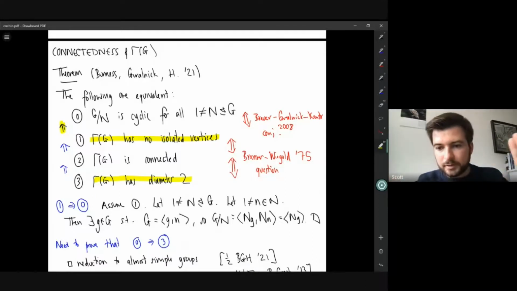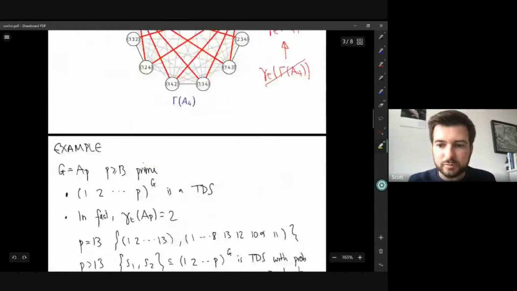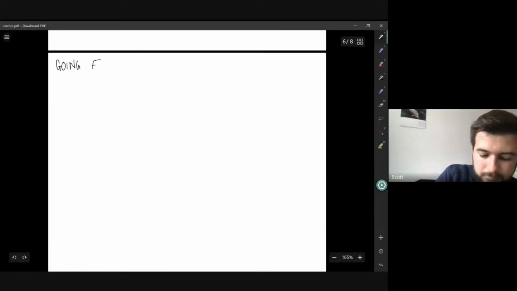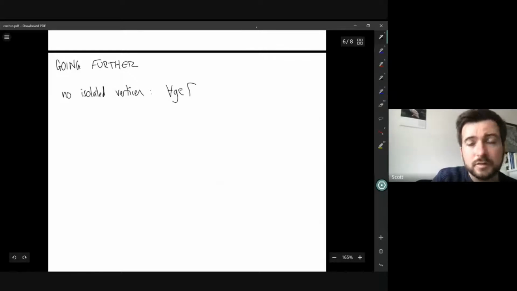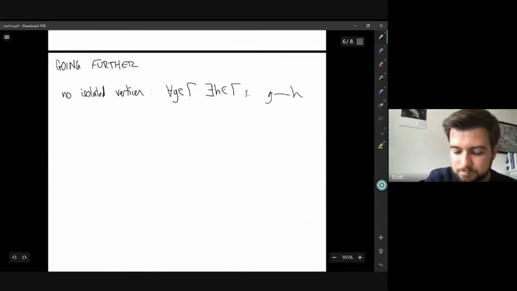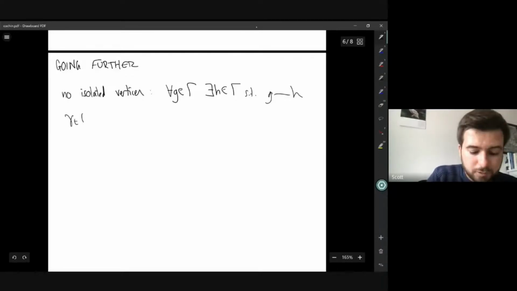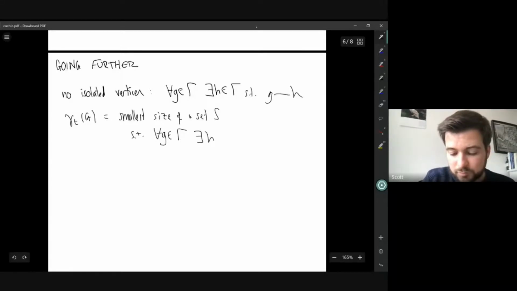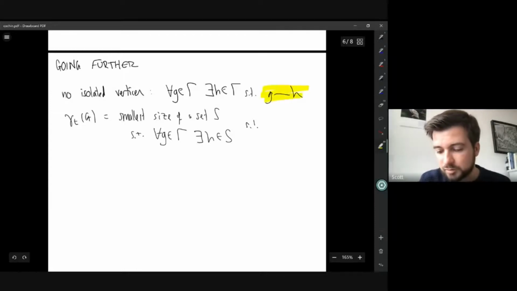So I'm going to try to combine the diameter 2 section of this part of the talk with the domination bit that came later. Let me make that precise. So I'll call this going further. Recall, having no isolated vertices means for anything in the graph, there's another thing in the graph that's adjacent to it. Let me write it like this: G is adjacent to H. And that motivated the definition of the total domination number, which is the smallest size of a set S such that this holds for all G, and there exists some H in the set such that the same picture holds. It's adjacent to it.